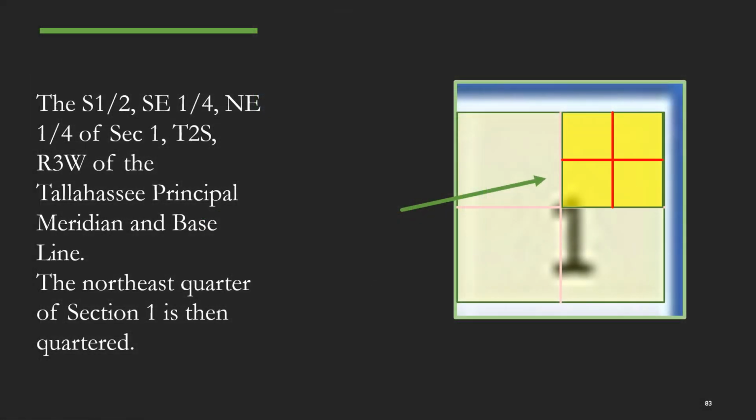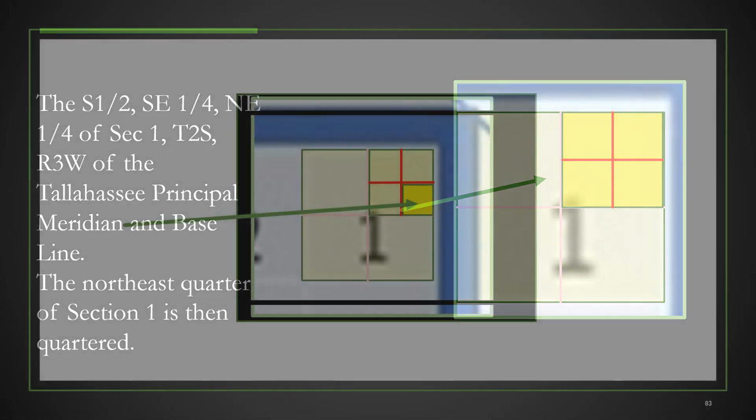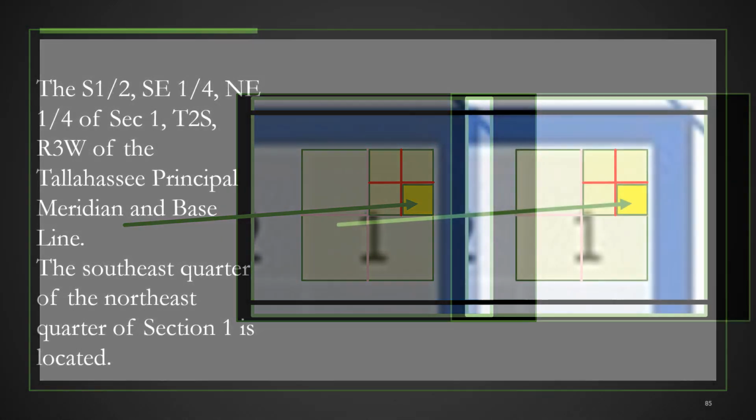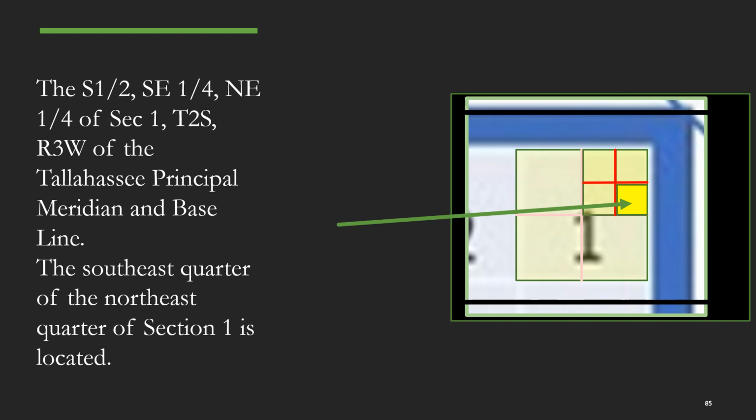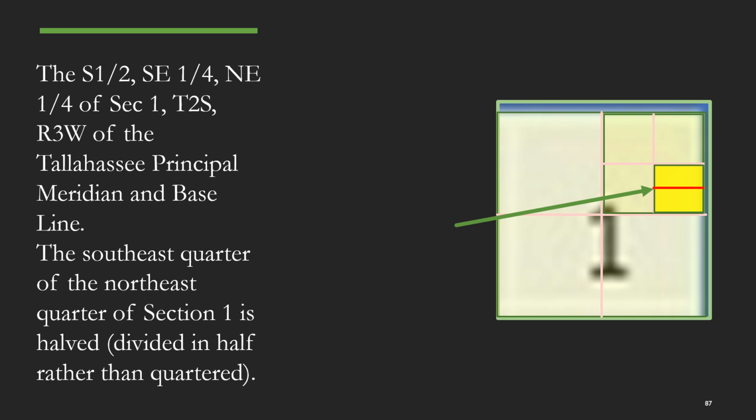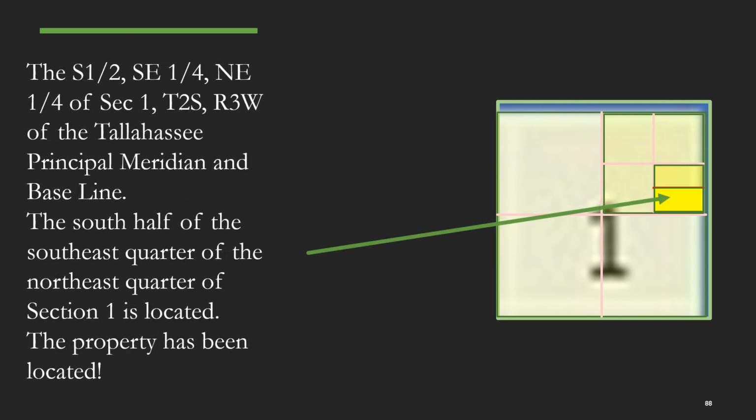Working our legal description farther to the left then, the northeast quarter of section 1 is also quartered. And the southeast quarter of the northeast quarter of section 1 is located. Until finally, the southeast quarter of the northeast quarter of section 1 is halved, meaning divided in half rather than quartered. And the south half of the southeast quarter of the northeast quarter of section 1 is located. And this is the exact location of our property shown in a visual manner.